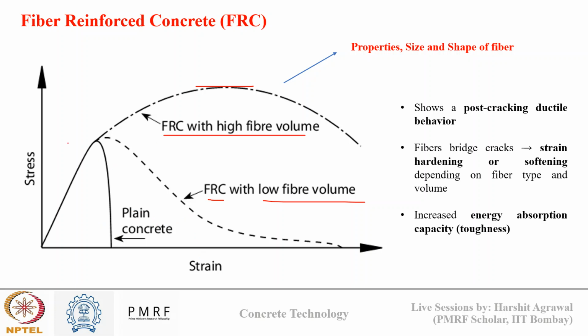And as this failure is getting delayed, we are also increasing the toughness of concrete. Toughness is nothing but the area enclosed by the stress versus strain profile. So as we are delaying the failure, we are increasing the toughness of concrete also. The same thing is written in these three points also. The fiber addition shows post cracking ductile behavior. Fiber bridges the cracks, which shows strain hardening or strain softening depending upon the type of fiber, and it really increases the energy absorption capacity, that is the toughness of concrete also.